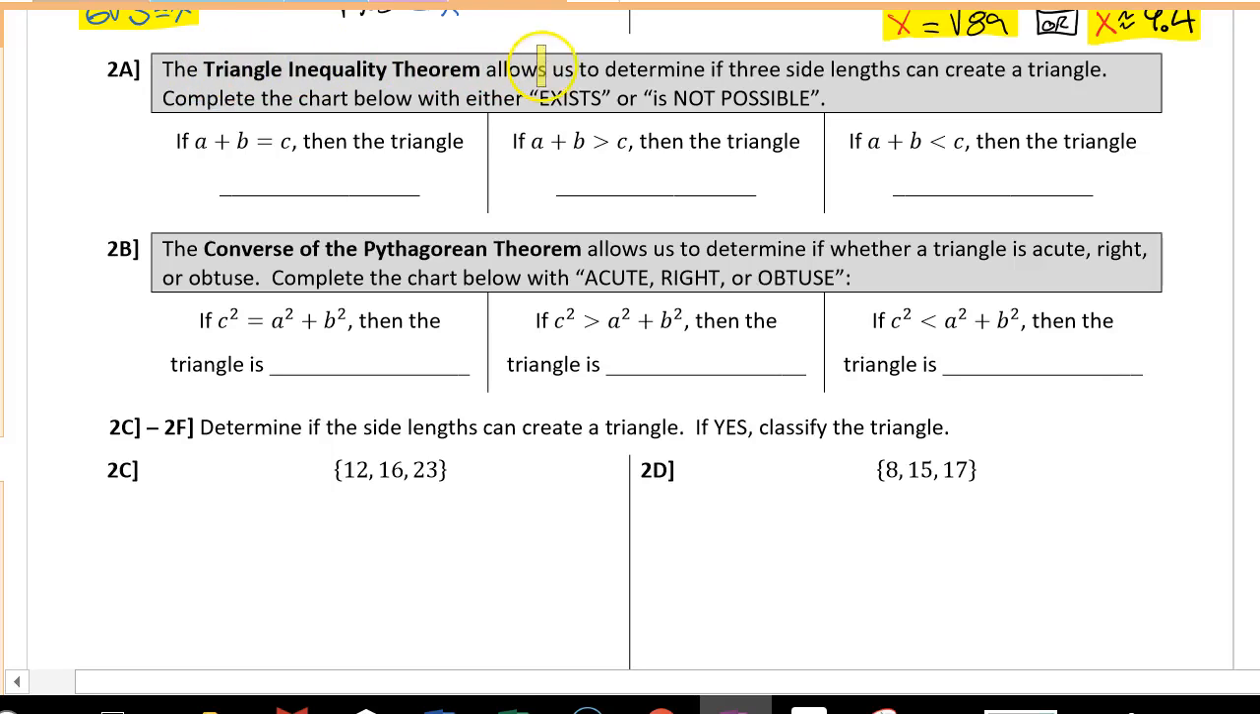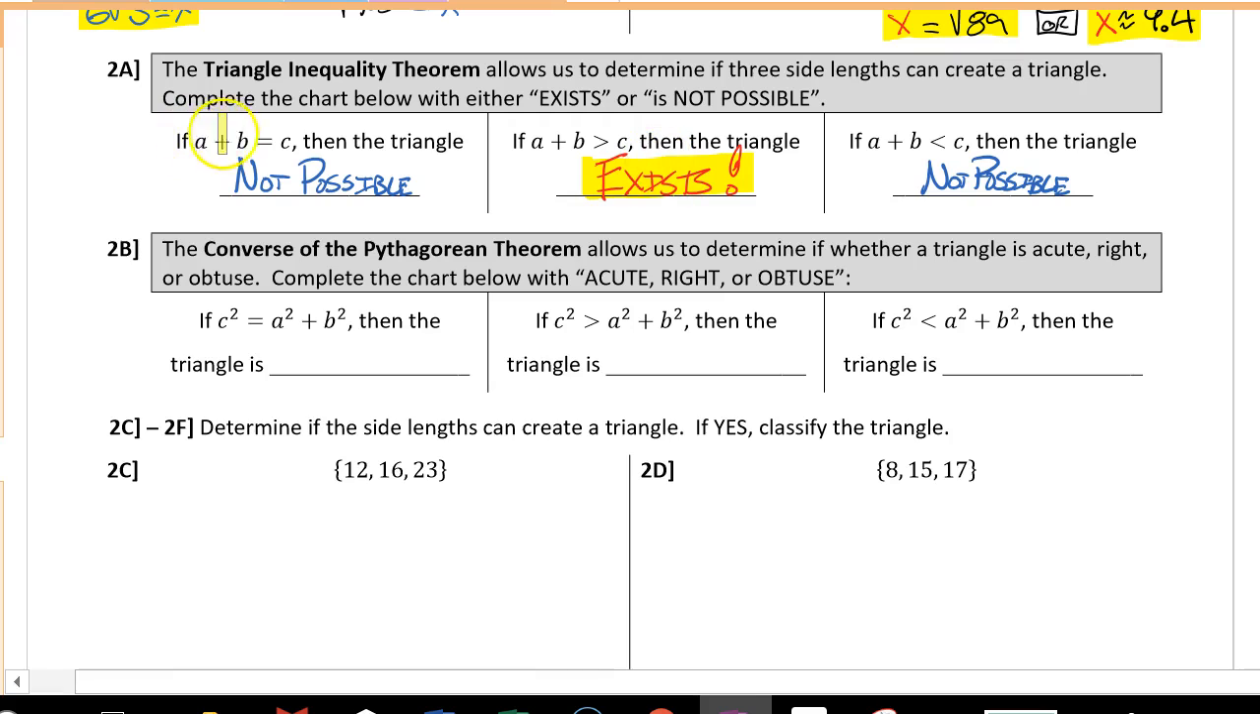Triangle inequality theorem allows us to determine if three given sides of a triangle can actually create a triangle. Completing the chart below with either exists or not possible. If A plus B is greater than C, where C is the largest side given out of the potential three sides of a triangle, as long as the sum of the two smaller sides is greater than the third side, then yes, the triangle will exist.